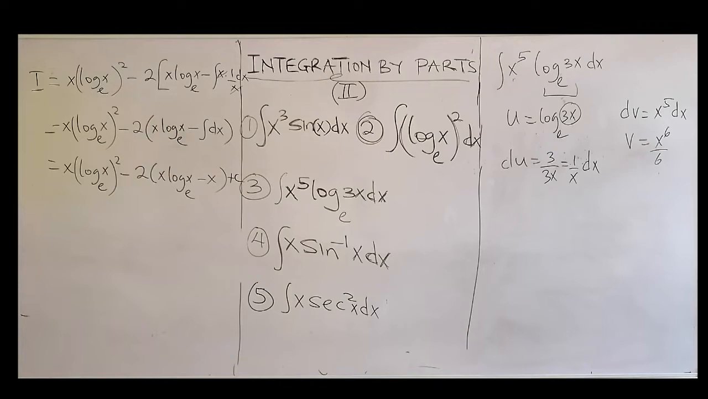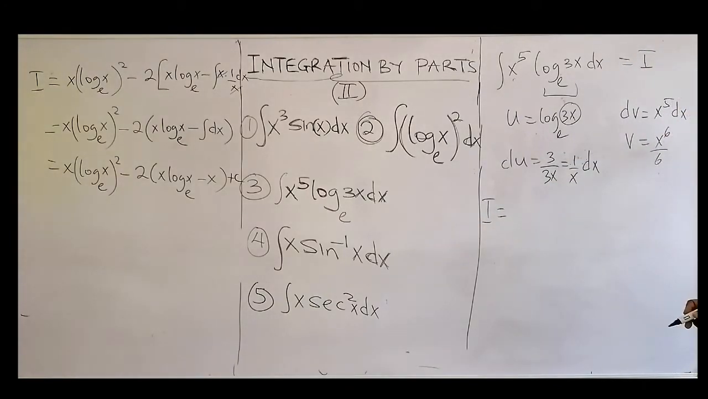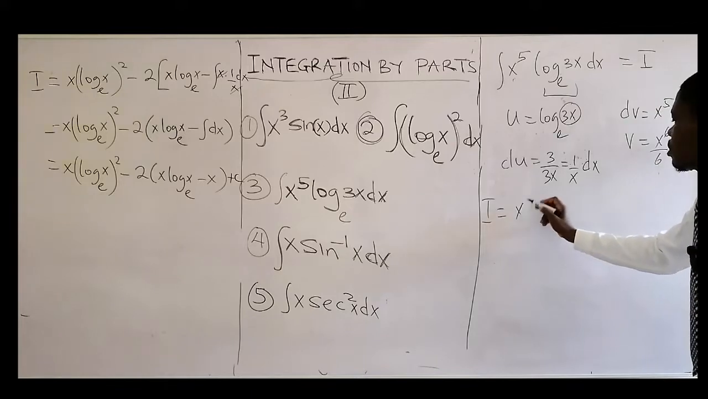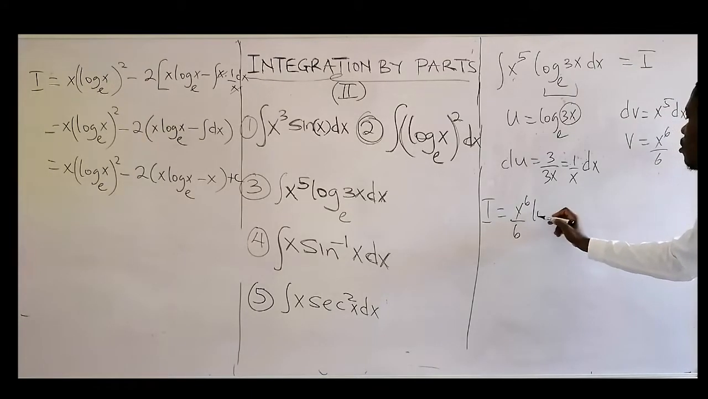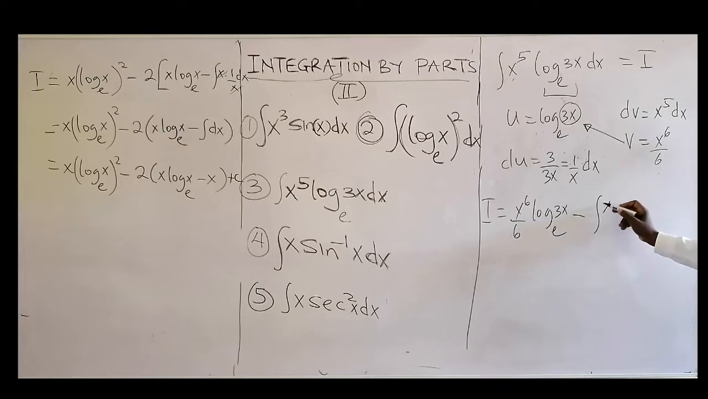So that's that. Then let's see the formula. Let's call the question I. I equals uv. My uv is x to the 6 over 6 times log 3x base e, then minus the integral of my v, x to the 6 over 6, times the du.